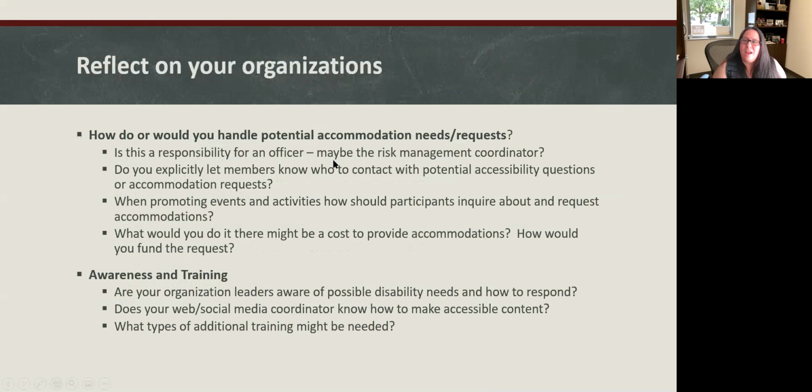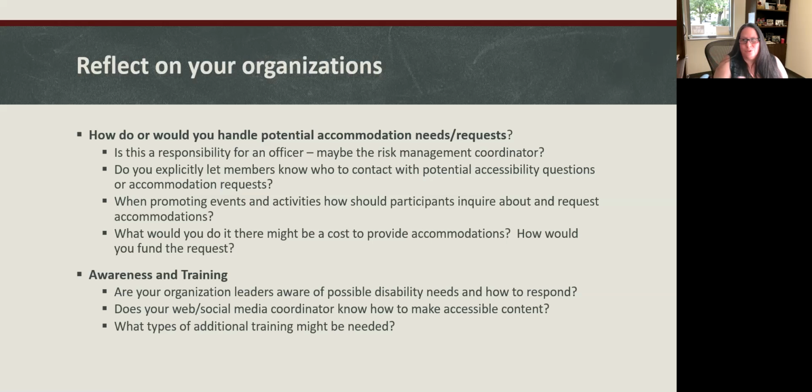All right, then how would you handle the requests? In some of the larger organizations, usually you have a risk management officer. Would that person be the one who would vet any accommodation request? Do you let your members know who they should contact if they have a question or an accommodation request? At the beginning of every semester, every instructor will go over their syllabus statement, and they usually have to talk about the ADA accommodation process.